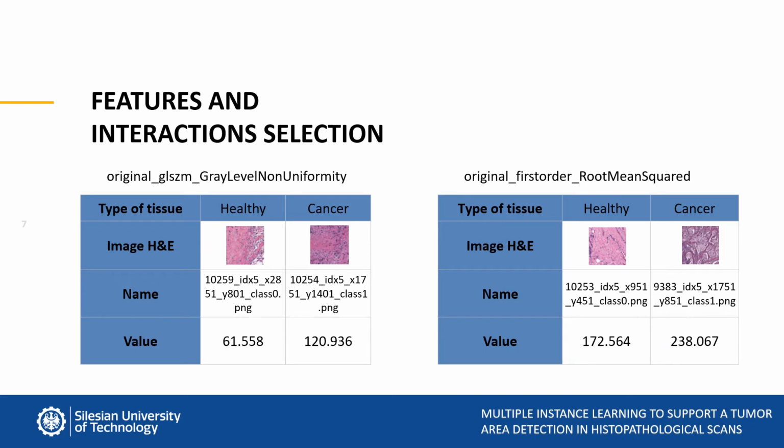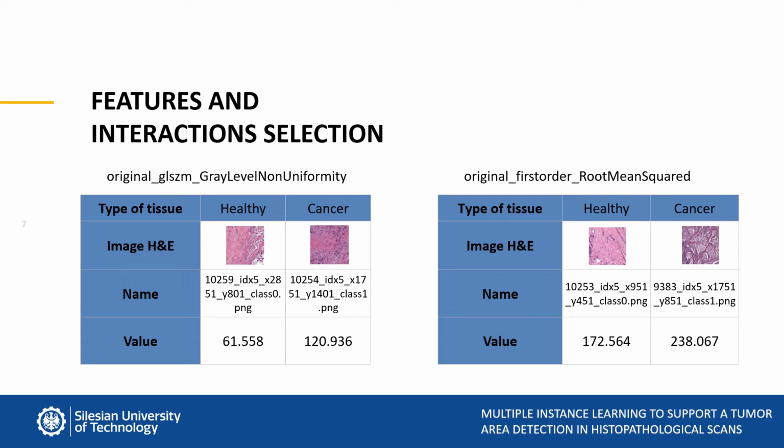In order to better understand what the marked differential features are, two of them have been selected and their values have been given for sample images from the dataset. The first one measures the variability of gray level intensity values in the image, while a lower value shows a more homogeneous intensity value. A result of about 61.5 was obtained for healthy tissue, while cancer tissue had a result approximately 2 times higher, which is fully understandable because cancer tissue is heterogeneous in its structure.